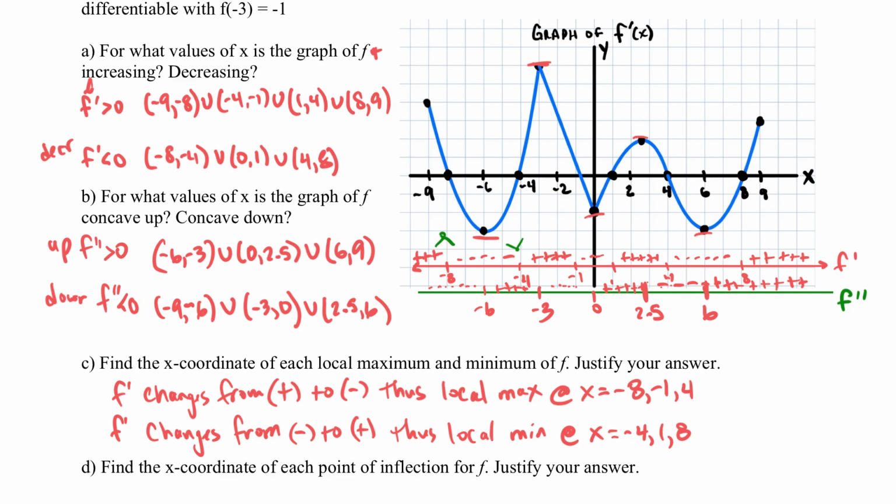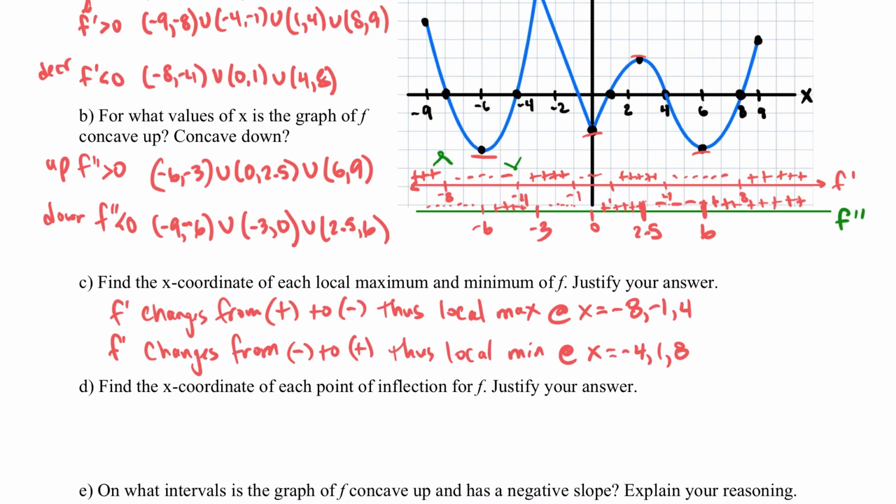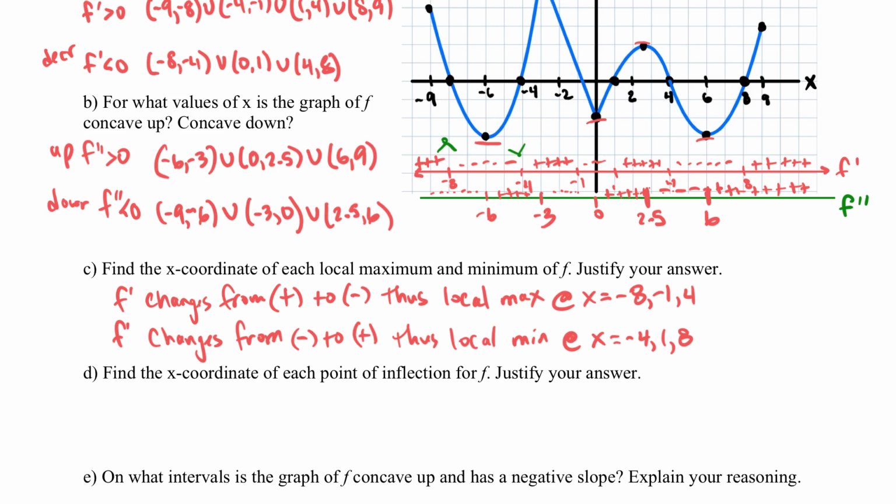All right, so now we have to find the x-coordinate of each point of inflection for f and justify your answer. Okay, so possible points of inflection is when f double prime equals 0 or undefined. All right, so we're going to take a look at f double prime. And that means 0 happens at horizontal tangent at -6. Undefined is at -3 right there because it's a kink, right? 0, 2.5, and 6. So these are all the points we need to test.